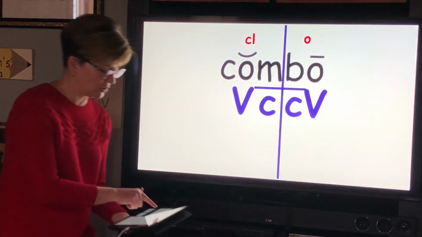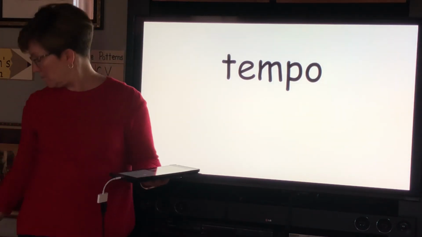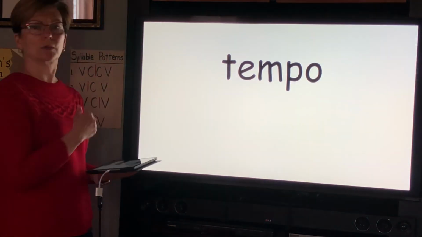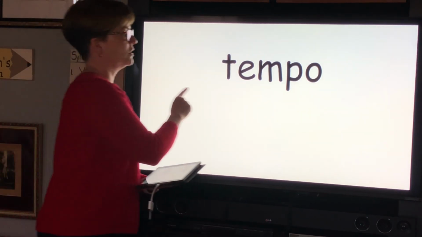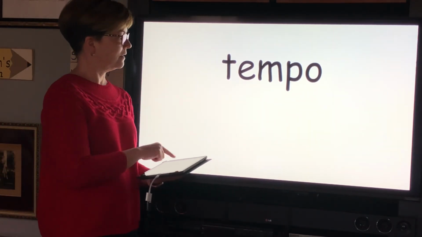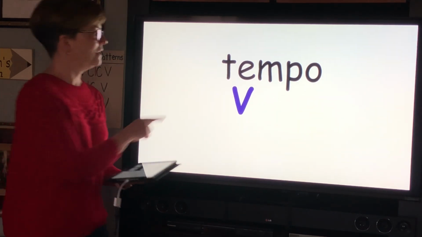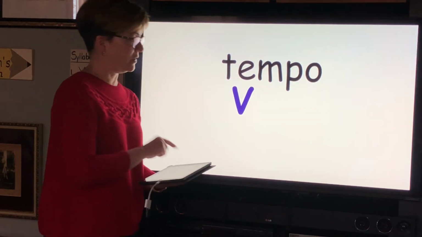Your next word that you should have written on a piece of paper, or remember I told you you could just put it on a separate piece of paper like that, is this word. Let's see if we can figure it out. What's our first vowel? E. Put a V for vowel under the E. Keep going. What's our next vowel? I hope you yelled O.